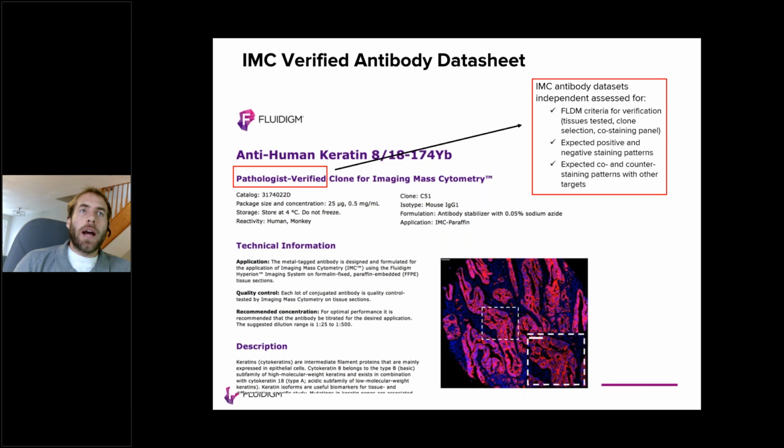So what does this IMC verified antibody mean? Well, you can look at the data sheets. They're all published on our website. And the pathologist, when verifying the antibodies for us, looks at expected patterns of co-localization, counter-localization, and expected positive and negative staining patterns.